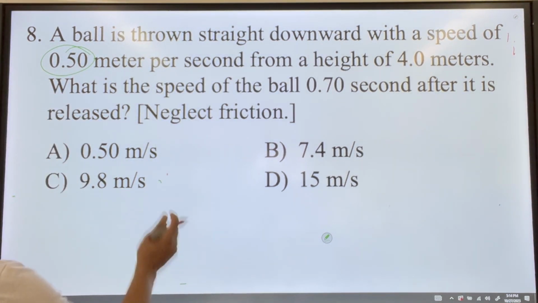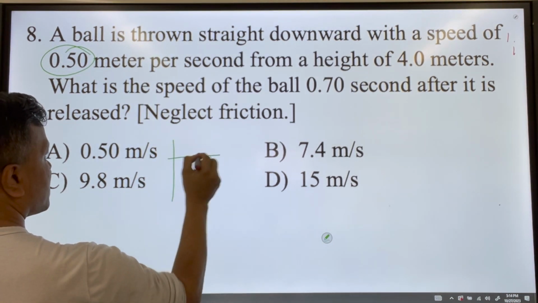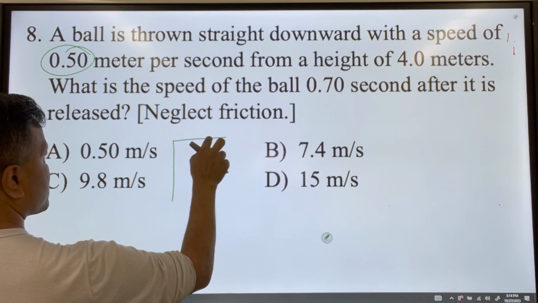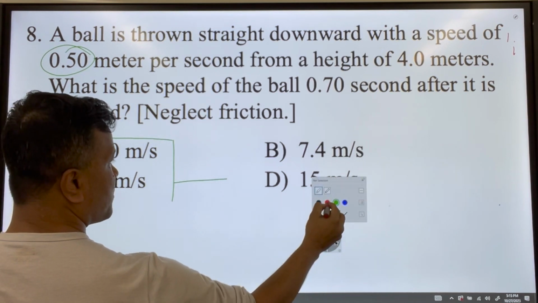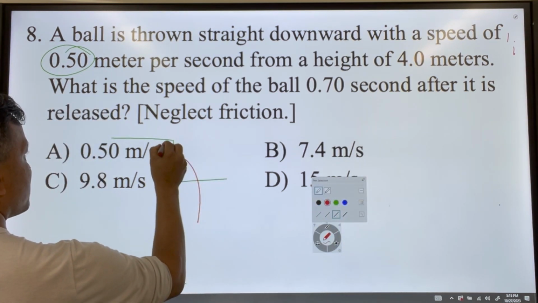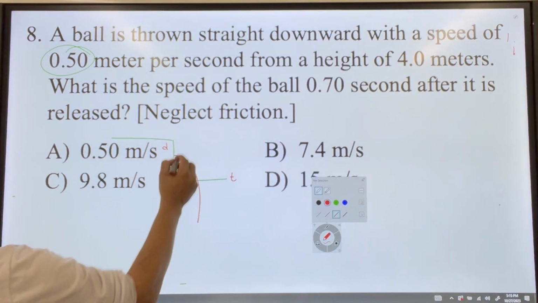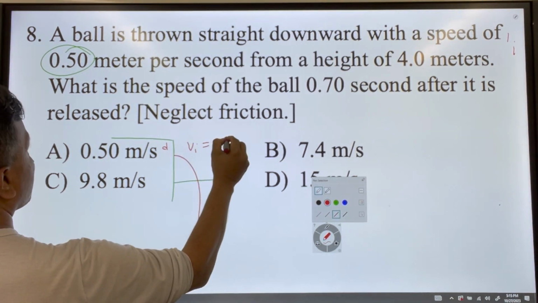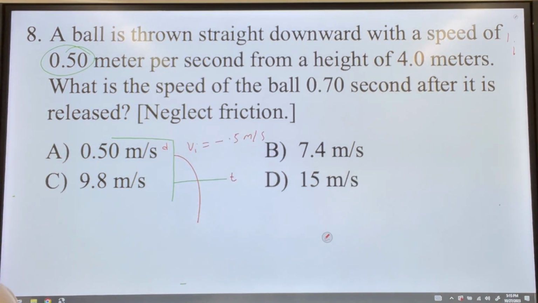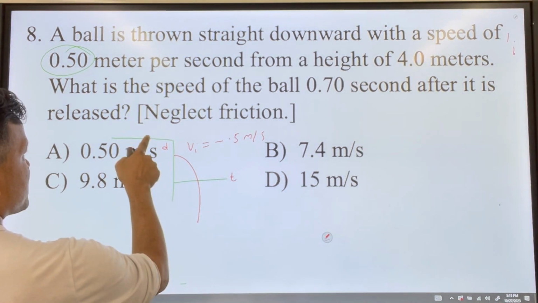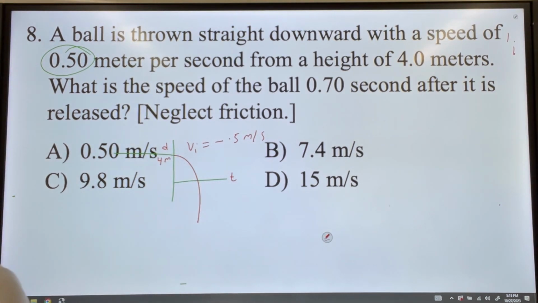0.7 second after. Okay, good. So you're throwing down a ball. So you are somewhere right over here. Okay, so you're throwing down the ball. So this is a d-t graph, right? You're throwing down the ball, and with how much? Initial velocity is negative 0.5 meters per second, right? Height of 4 meters. So this is the height of 4 meters. You throw it. It doesn't really matter.